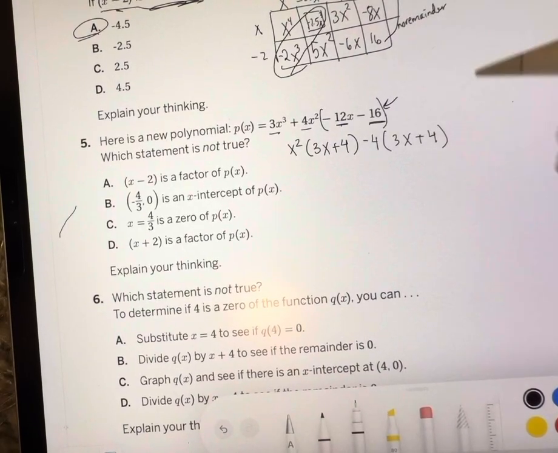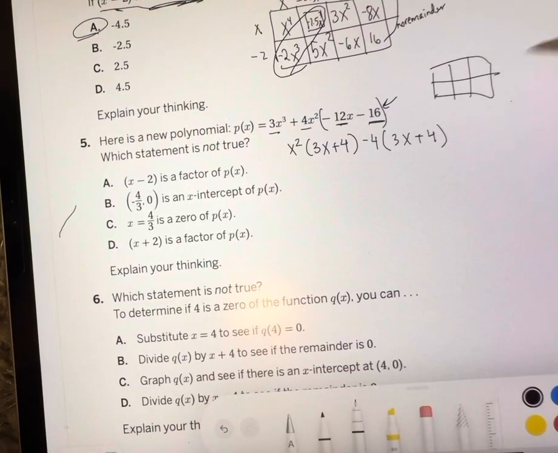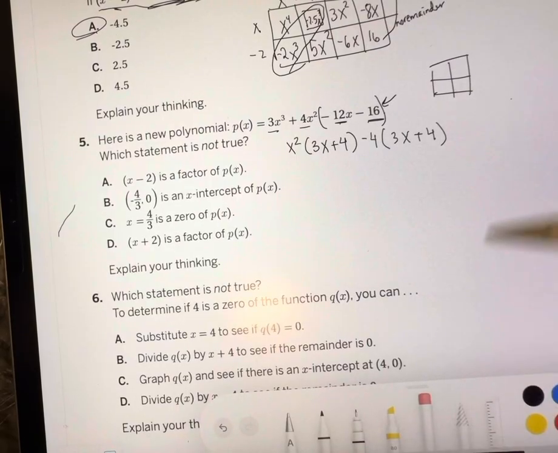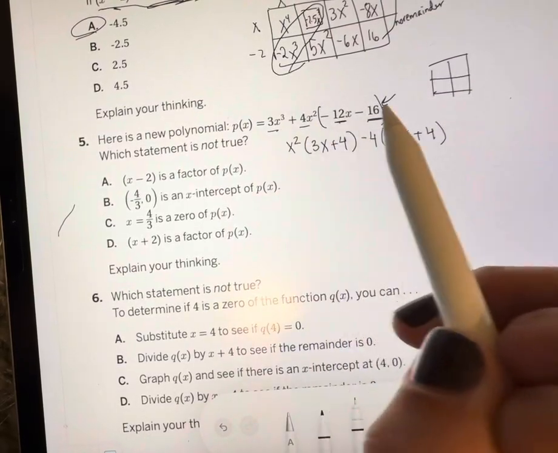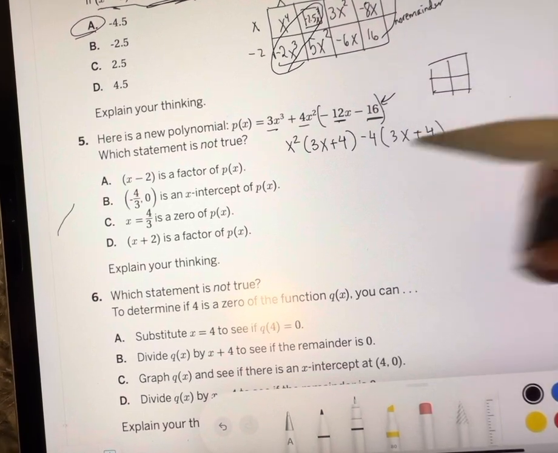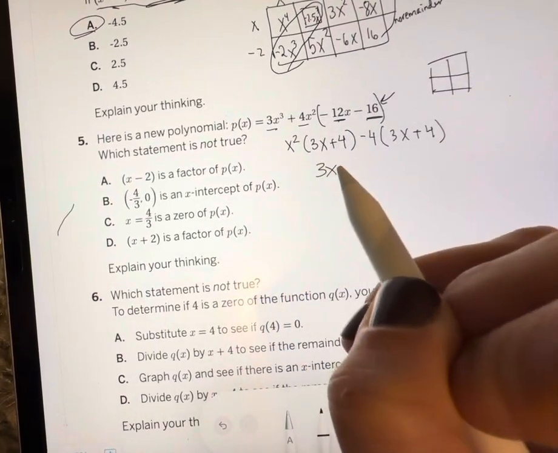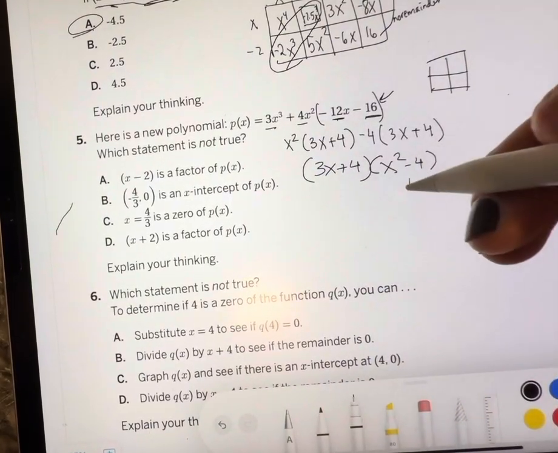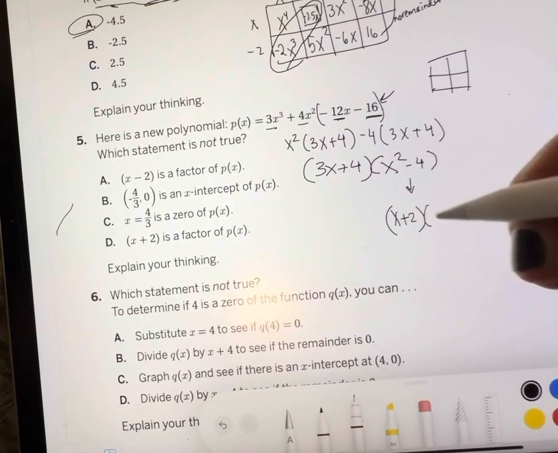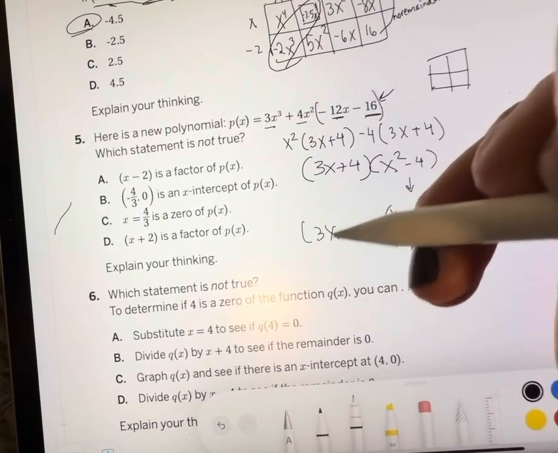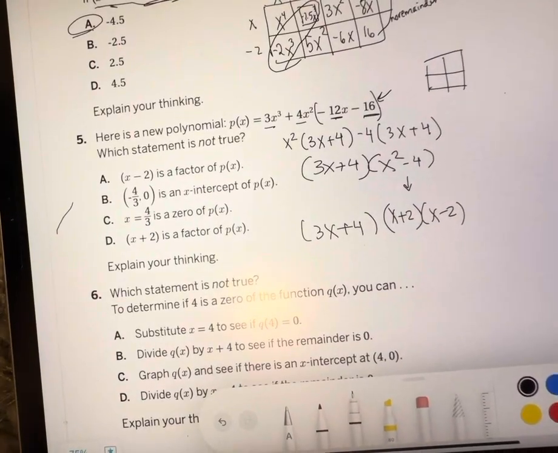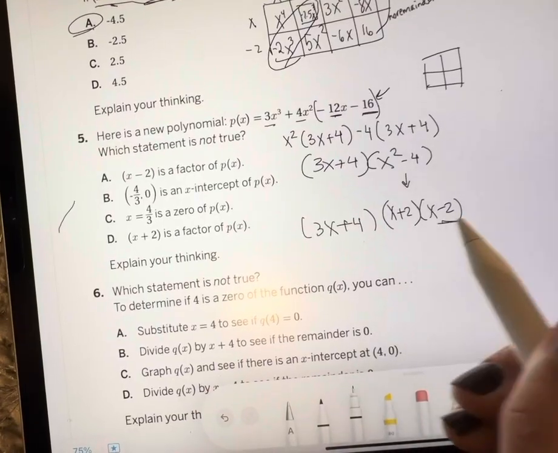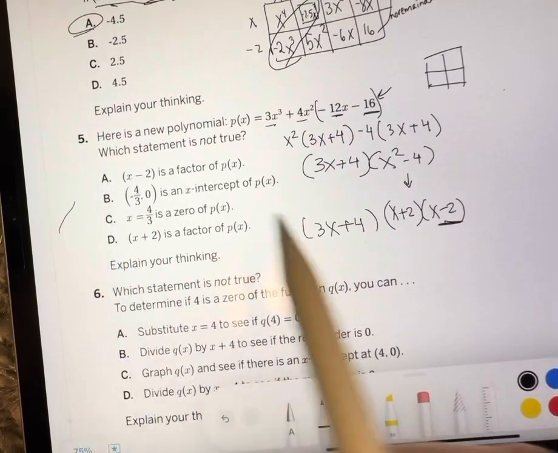That means that you could either do it this way, or you could just go to the box like this, and drop these 4 terms in here and factor it. Either way, you get 3x minus 4 or 3x plus 4 times x squared minus 4. And x squared minus 4 is a difference of squares, so that's x plus 2 and x minus 2. So those are all the factors, all right? What does that mean? Does it mean that x minus 2 is a factor? Yeah, it is. It's right here. So that statement is true.